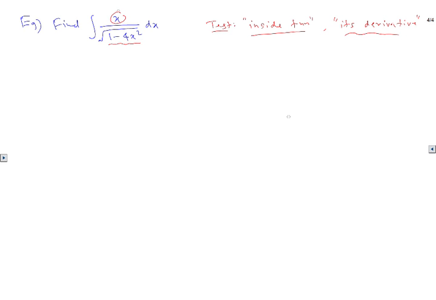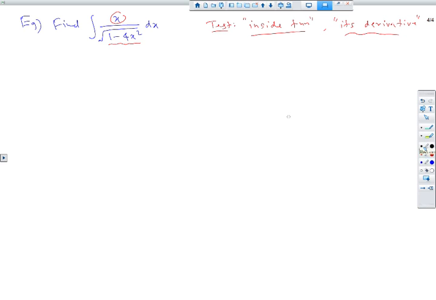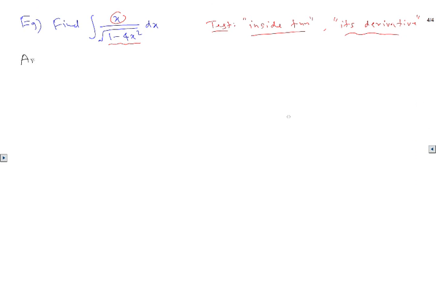So that means this is a good candidate for the substitution method. So let's do the rest of the calculation. That's what you always do: you check whether the inside function and its derivative are both there, then it's very easy to do. If you don't see x there, this method does not work, and you have to use some other tricks. So let u equal 1 minus 4x squared, because that's the inside function.